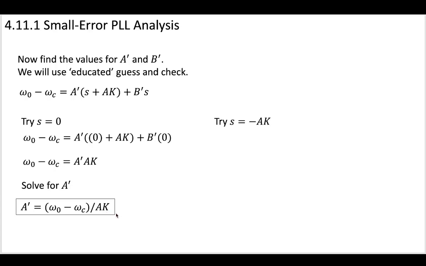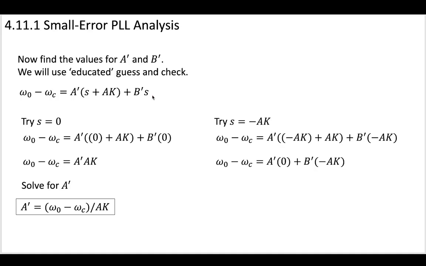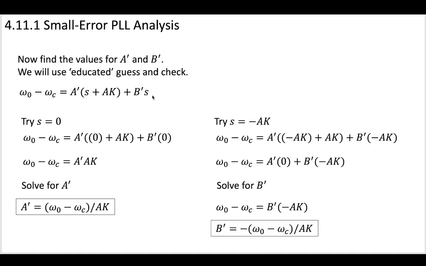Now, let's try s equals minus AK to see if we can use this to get B prime. Again, we're going to use this educated guess and check, and we can see that if we make this minus AK, it's going to make this whole term 0, so it's easy to solve for B prime. So I put in minus AK, that makes the A prime term go away, and then solving for B prime, we just divide that over, and B prime is basically just the negative of A prime.